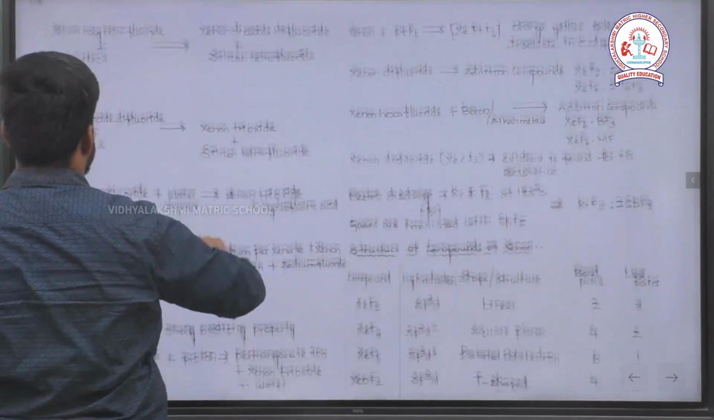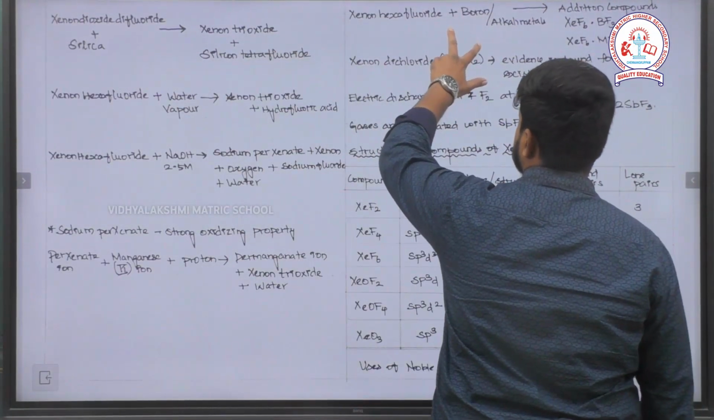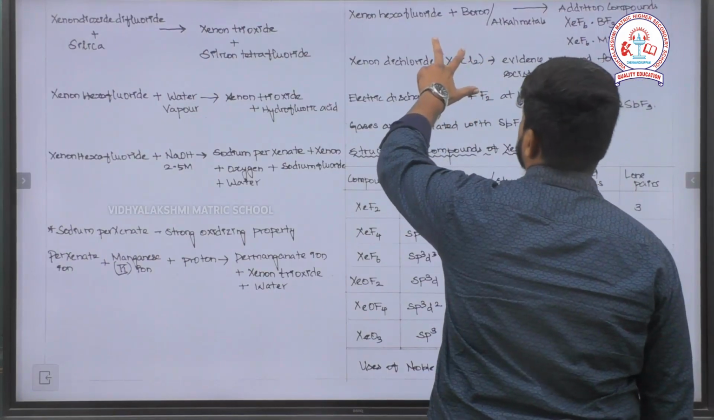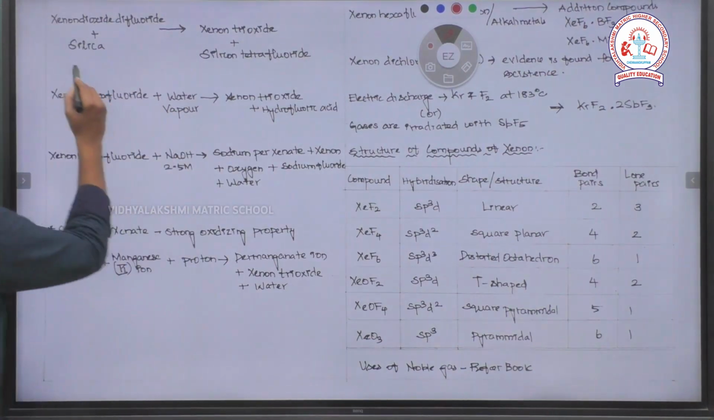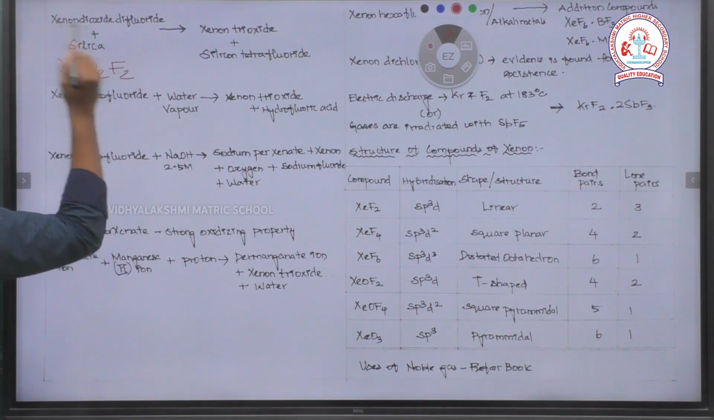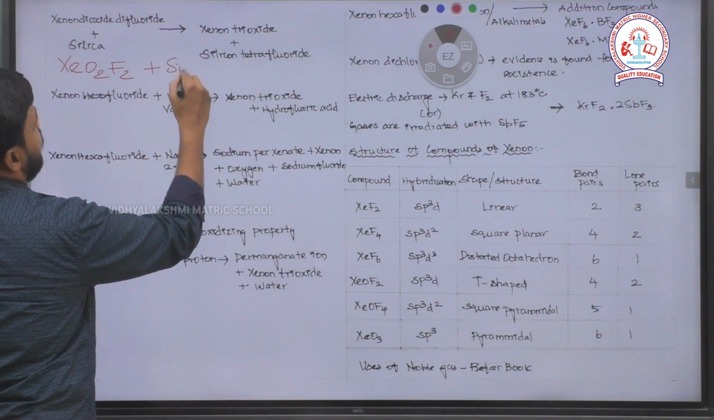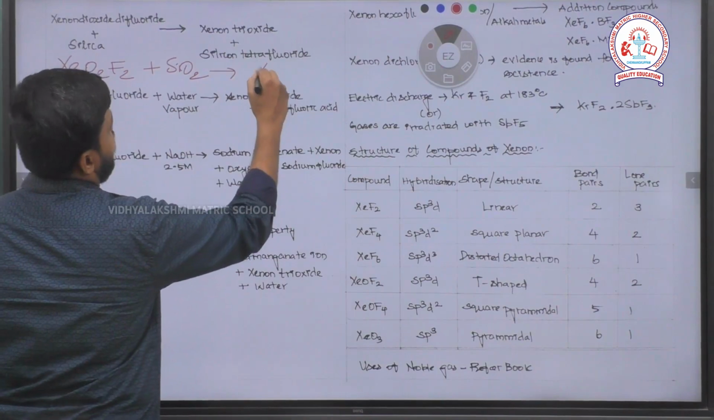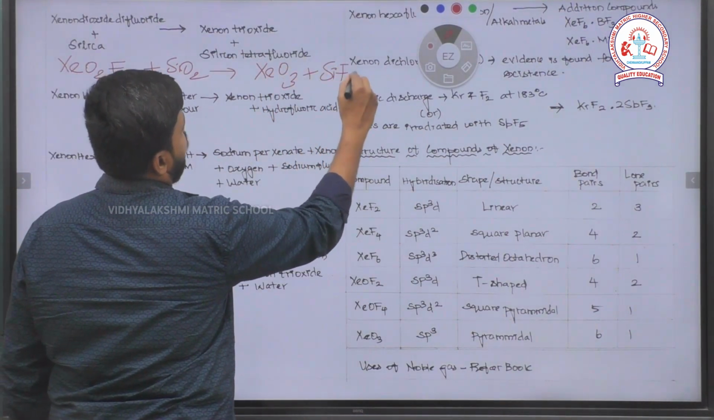The xenon dioxide difluoride, XeO2F2, reacts with silica and forms xenon trioxide here. The previous one was xenon oxytetrafluoride. This is xenon difluoride, which reacts with silica and forms xenon trioxide, XeO3, then silicon tetrafluoride, SiF4.